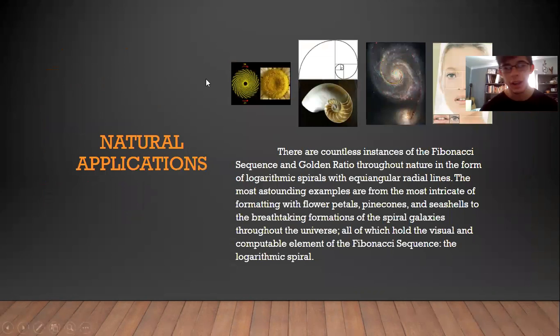With that, we have numerous natural applications of the Fibonacci sequence, many of which are in the form of logarithmic spirals, and many times they include equiangular radial lines. Pretty good examples of these you can find pretty much anywhere you go, especially just doing something as simple as stepping outside of your house and looking at flower petals, pine cones, seashells, or any other things. You can also take it into a much grander scope to try to find examples of the Fibonacci sequence in nature, and especially look at the foundations of spiral galaxies, because they hold the same visual element of the Fibonacci sequence, which is the logarithmic spiral.